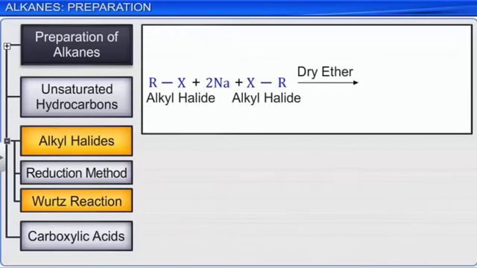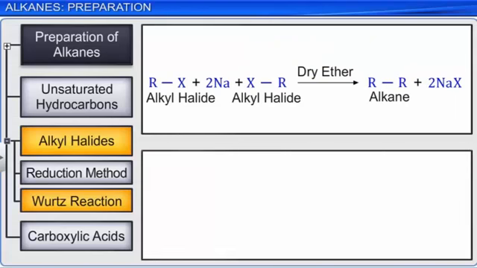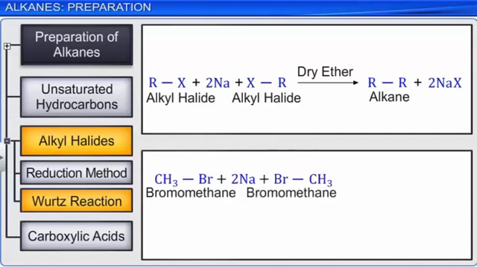Alkyl halides on treatment with metallic sodium in presence of dry ether give higher alkanes with even number of carbon atoms. This reaction is known as Wurtz reaction. For example, the reaction of bromomethane with sodium metal in presence of dry ether gives ethane.